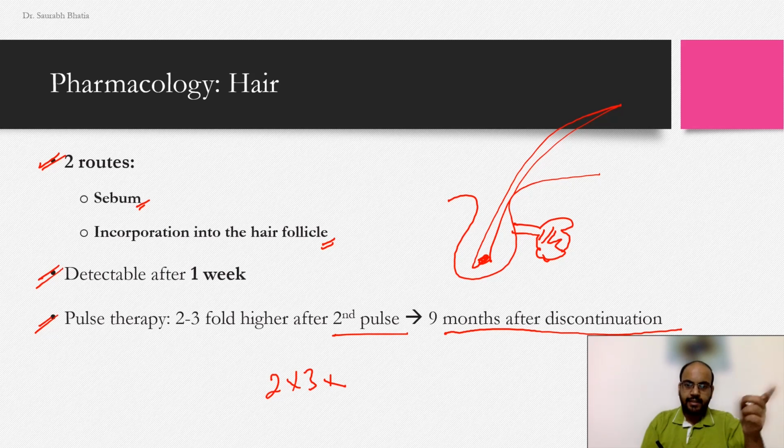So for fingernail, it is 9 months. For toenail, it is 11 months. For hair, it is also 9 months. So that is why the pulses which are recommended are 2 pulses for fingernail or 3 pulses for toenail onychomycosis.